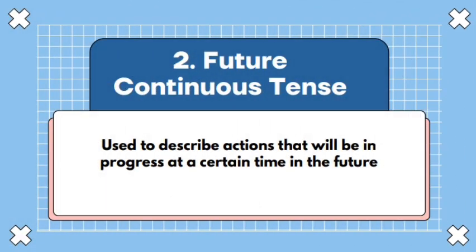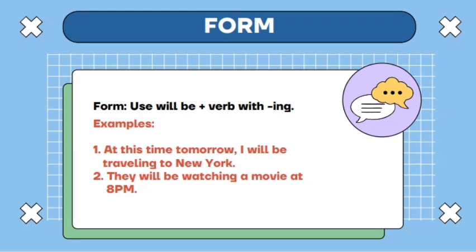Future continuous tense is used to describe actions that will be in progress at a certain time in the future. The form uses will be plus the verb with -ing. Example: at this time tomorrow, I will be traveling to New York. They will be watching a movie at 8 p.m.